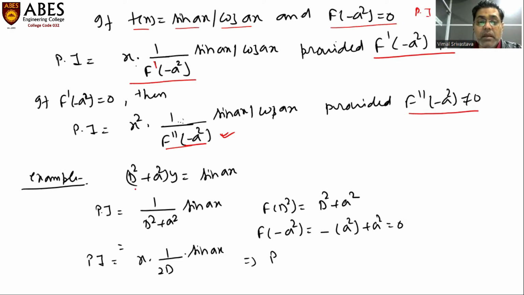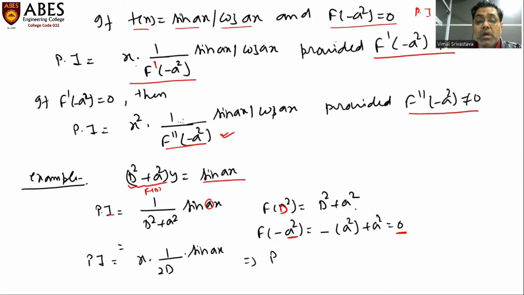Let us take an example. (D² + a²) y = sin ax. Again, I am leaving how to find CF; I am just focusing on PI. For PI, we take f(D) on the right-hand side. This becomes 1 upon (D² + a²) sin ax. So here f(D²) is D² + a². Once we find f(−a²), why are we taking −a²? Since the coefficient of x here is a. Once we replace D² by −a², this becomes 0. Once this becomes 0, our previous method will not work.